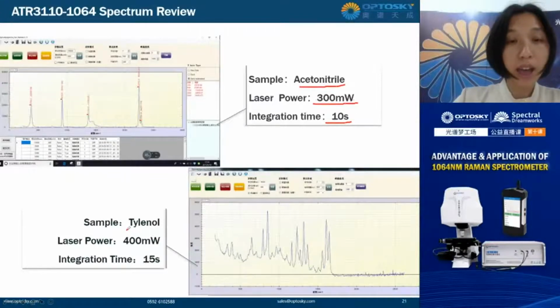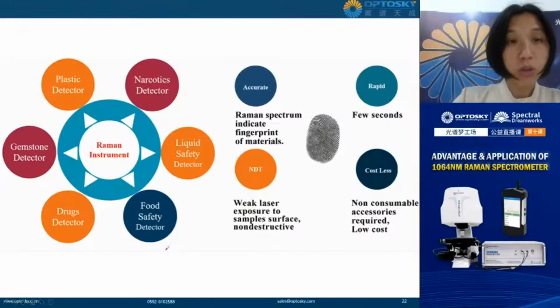And we also have Theranode, and also you can see Raman spectrometers has been used to identify narcotic drugs, and used to identify liquid and food safety, and also we can identify some pharmaceutical drugs, gemstones, and plastics.